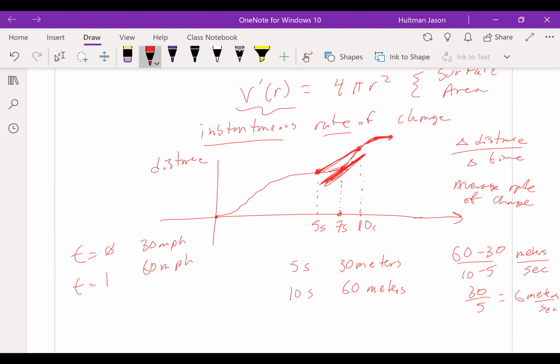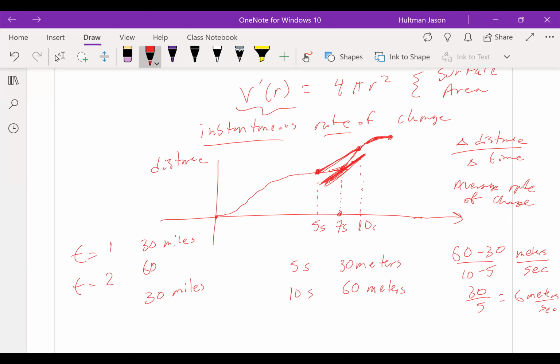So on average, what was your average rate of change here? Well, the average rate of change would have been 30 miles in 1 hour. Let's just do miles here. I keep messing this up. So you've gone 30 miles at time 1 and time 2.